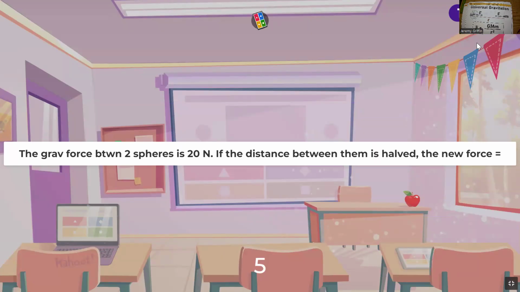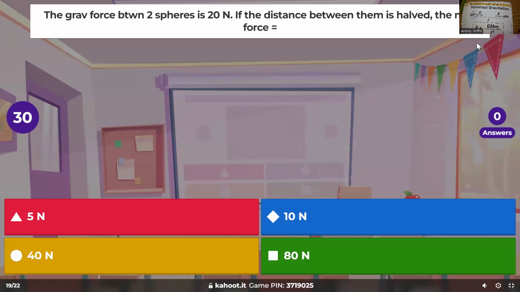The gravitational force between two spheres is 20 newtons. If the distance is cut in half, what's the new force? You guys know a little bit. If they get closer together, is the force getting bigger or smaller? Half the distance. What's 1 divided by a half squared?